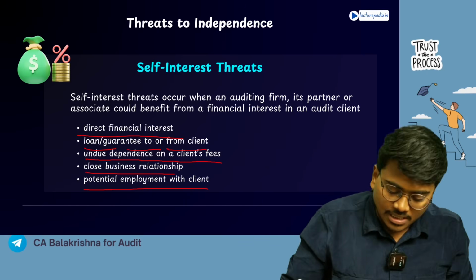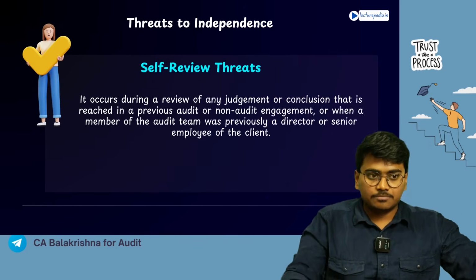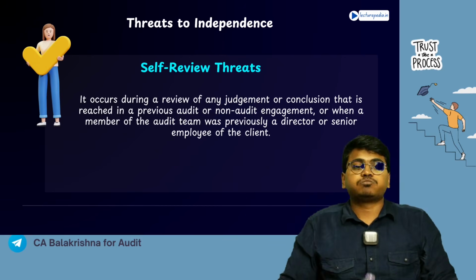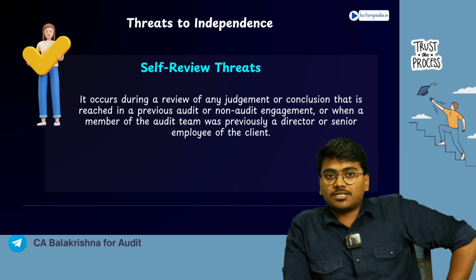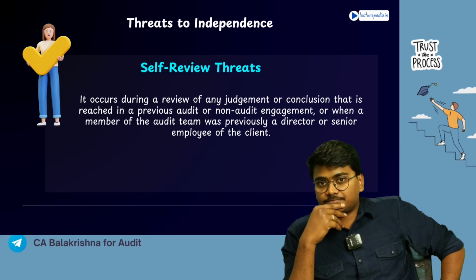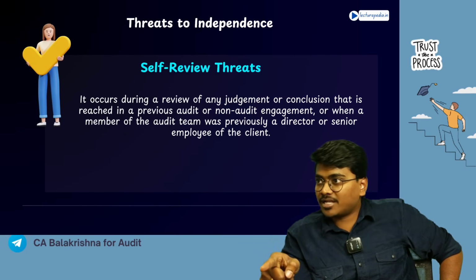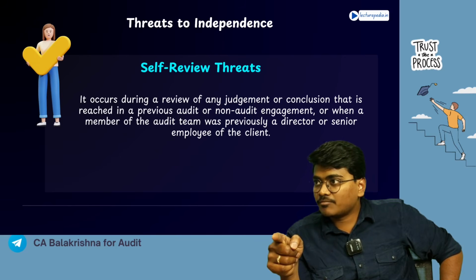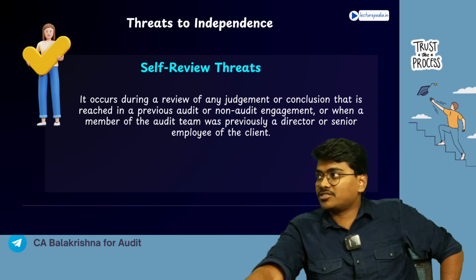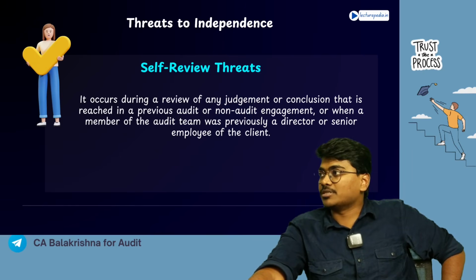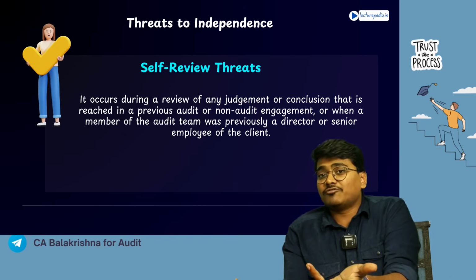So the next threat is self review threat. What is this self review threat? For example, we have already discussed that the auditor should not prepare financial statements, right, if he is auditing the client. Now what happens if the auditor prepares the financial statements and he only audits the financial statements? Which type of threat will be created? Self review threat. How? Because his own work only he is reviewing, so self review threat will occur.